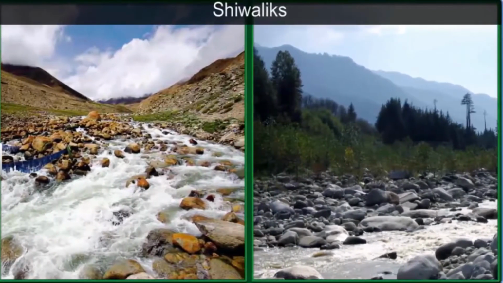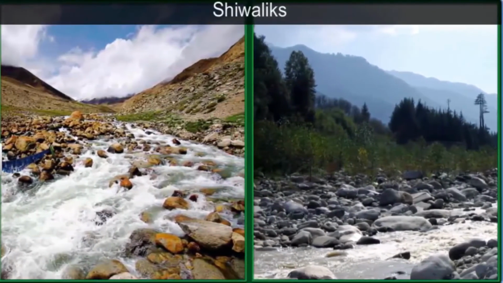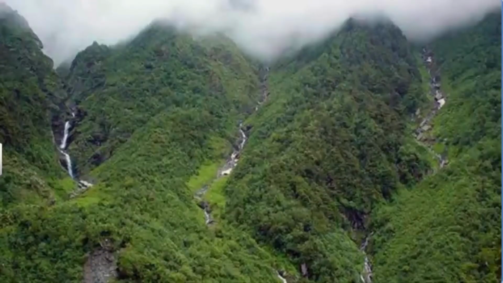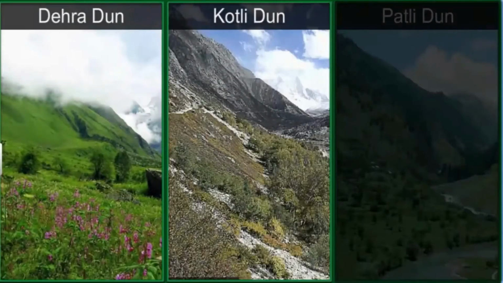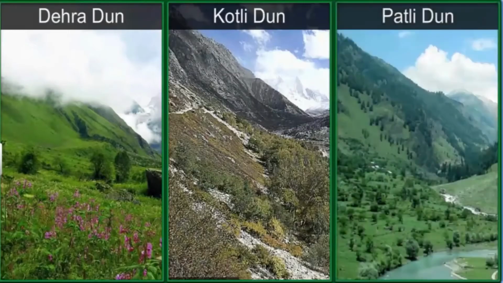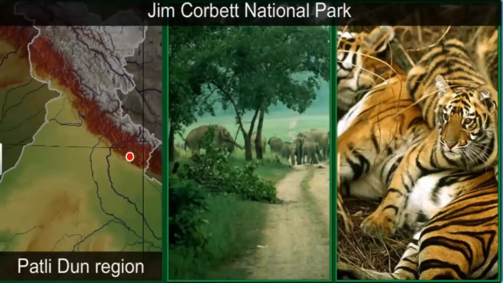The valleys lying between the Lesser Himalaya and the Shivaliks are known as Duns. The famous hill station of Mussoorie is located in the Dehradun. Kotli Dun is in Jammu and known for its scenic beauty, and Patli Dun has the famous Jim Corbett National Park.